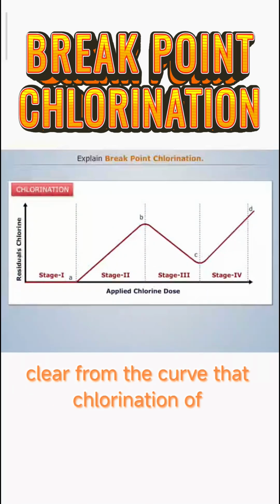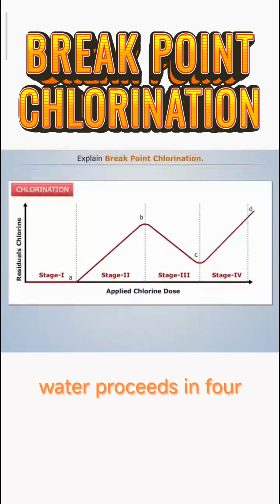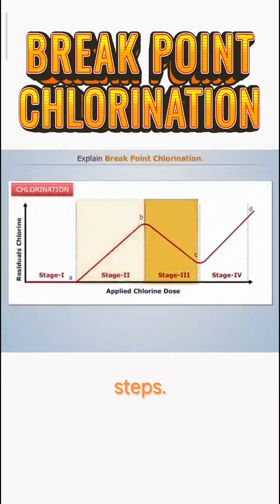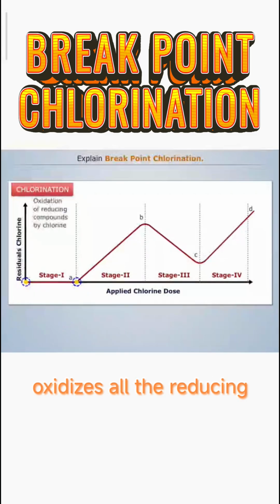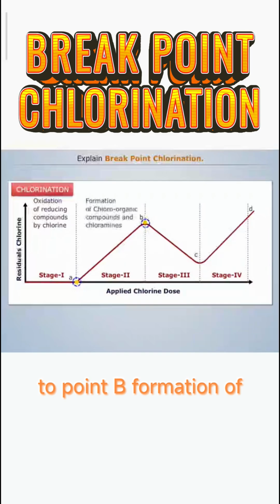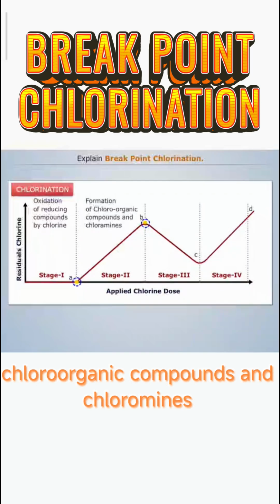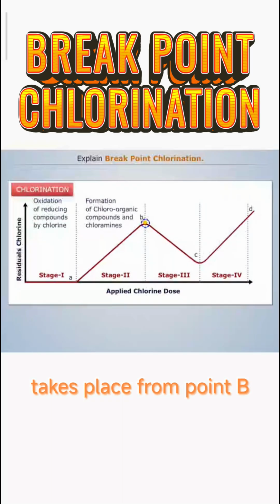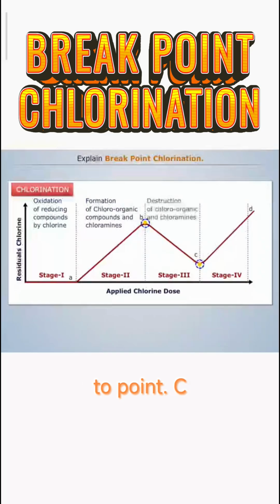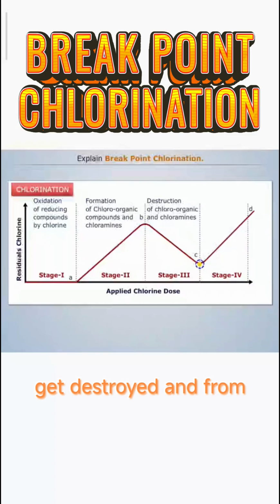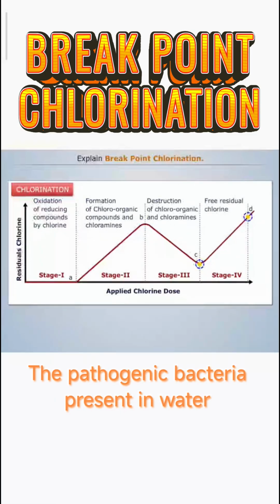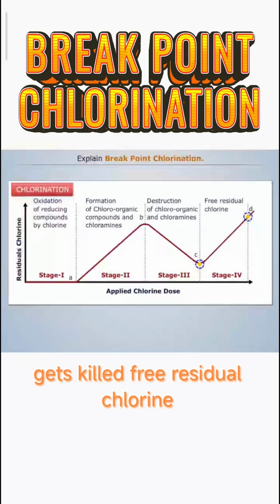So it is clear from the curve that chlorination of water proceeds in 4 steps. Up to point A, chlorine oxidizes all the reducing compounds. From point A to point B, formation of chloro-organic compounds and chloramines takes place. From point B to point C, chloro-organic compounds and chloramines get destroyed. And from point C to point D, the pathogenic bacteria present in water get killed, and free residual chlorine increases.